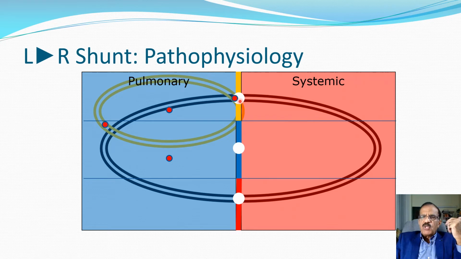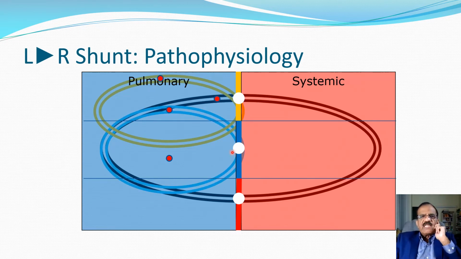So there will be shunting of blood from the left atrium to the right atrium, and from the right atrium it will go to the right ventricle, pulmonary artery and lungs. So pulmonary circulation here is more than systemic circulation. How much more would depend upon the size of the shunt. It could be 2 times, 3 times, or 4 times. So depending upon the size of the shunt, the pulmonary circulation will be more than the systemic circulation.